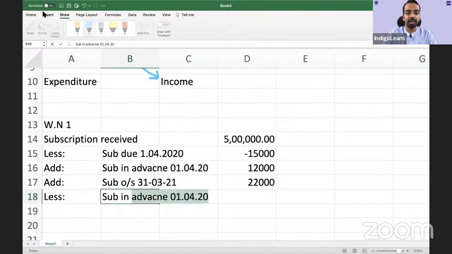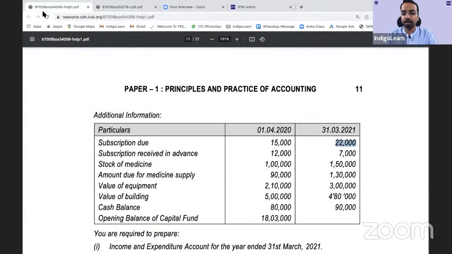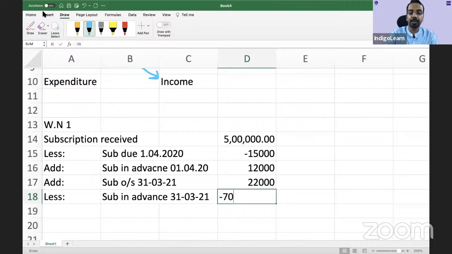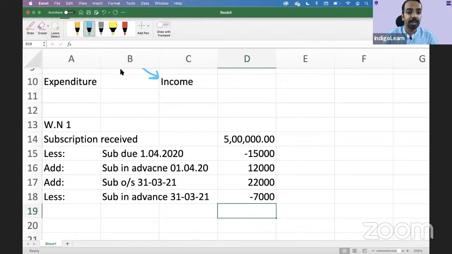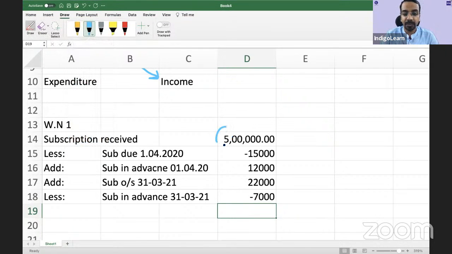Subscription in advance as on 31st March of 21, and the amount given is 7,000. Okay. Now the fundamental concept that you need to understand, I'm repeating again, is this 5 lakhs. This 5 lakhs includes subscription due as on 1st of April and subscription in advance as on 31st of March. And because it does not belong to the current period, we are excluding these, right?